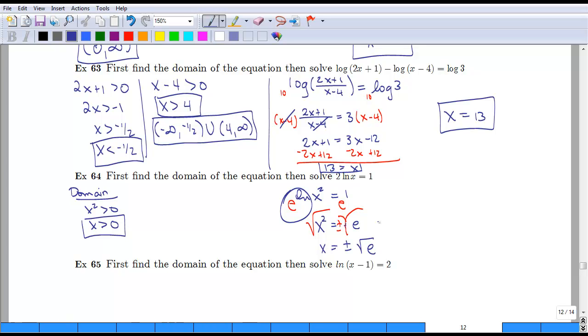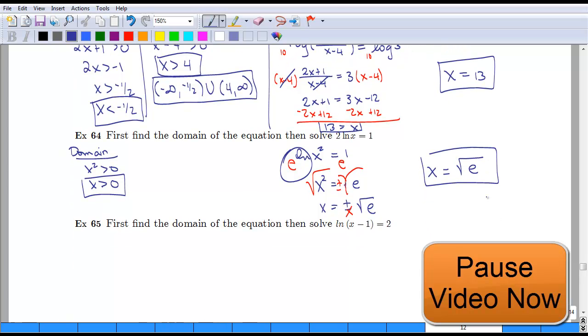Now we need to come back to our domain. Our domain says that we have to have only positive values, so we don't need this negative. The negative is not going to be an issue. So in this case, because our domain is restricted, x is only equal to the positive square root of e. And if you wanted to, you could find the decimal approximation for this, but you don't have to. Again, remember, e is just a number.